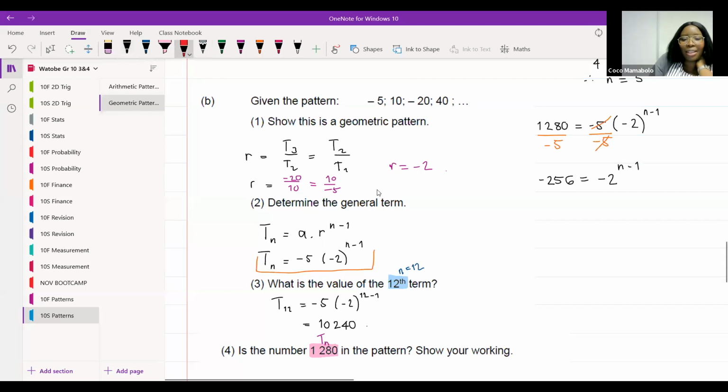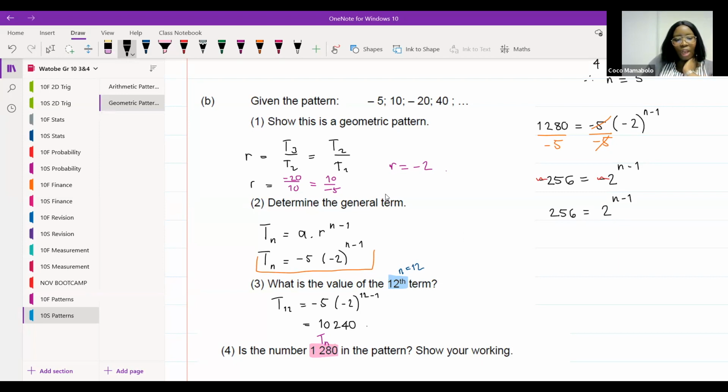Now, do you agree with me, Asi? If both sides of my equation are negative, I can just drop the negatives, right? It's like if I have -x is equal to -2, that just means that x is equal to 2. Are you with me? Yes, ma'am. So if both of these sides have negatives, I'm just going to drop the negatives. I'm going to take this negative away and that negative away. So I'm going to end up with 256 is equal to 2 to the power of n minus 1. We good?